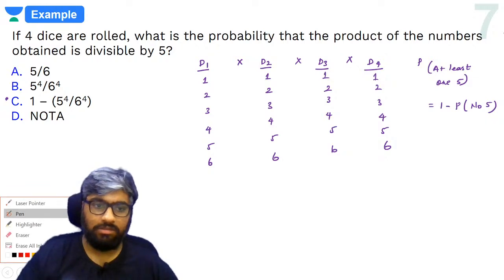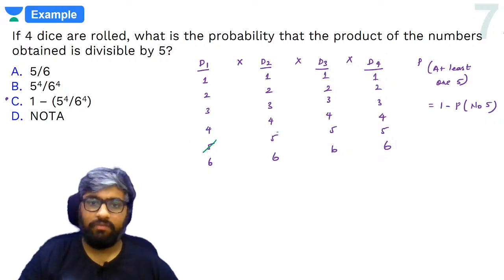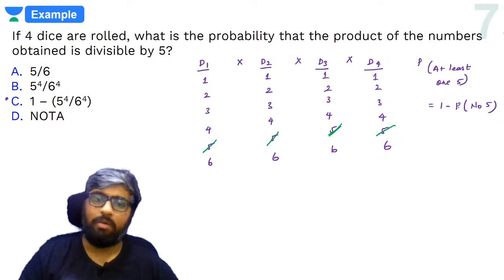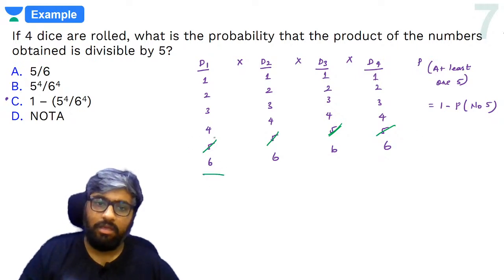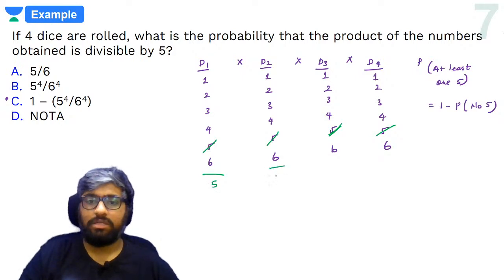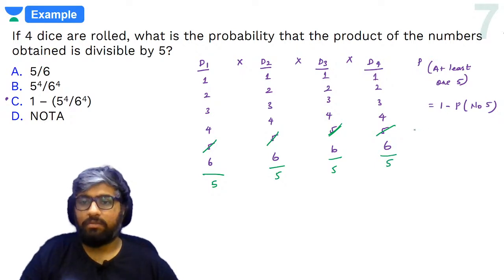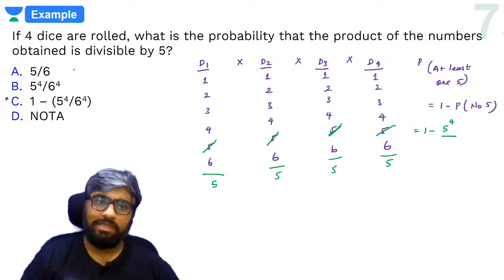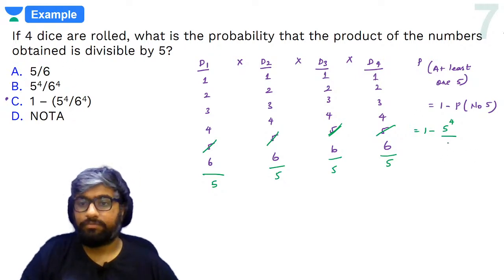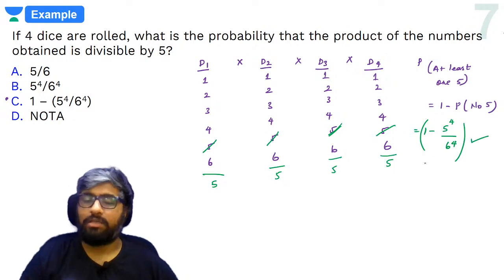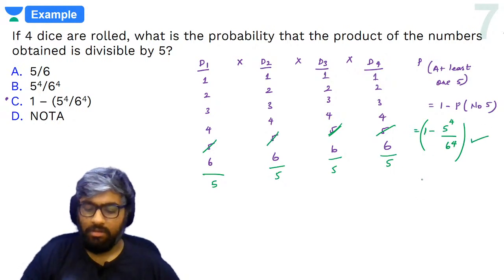So what will you have here? You cannot consider 5, no 5, no 5, no 5. I am taking the complement. I don't want to do it directly, I want to take the complement. If I remove this, how many options are there? 5 options here, 5 here, 5 here, and 5. So this becomes 1 minus 5 into 5 into 5 into 5, divided by the sample space. Since 4 dice are rolled, it is 6 power 4. This is my answer. Got it?